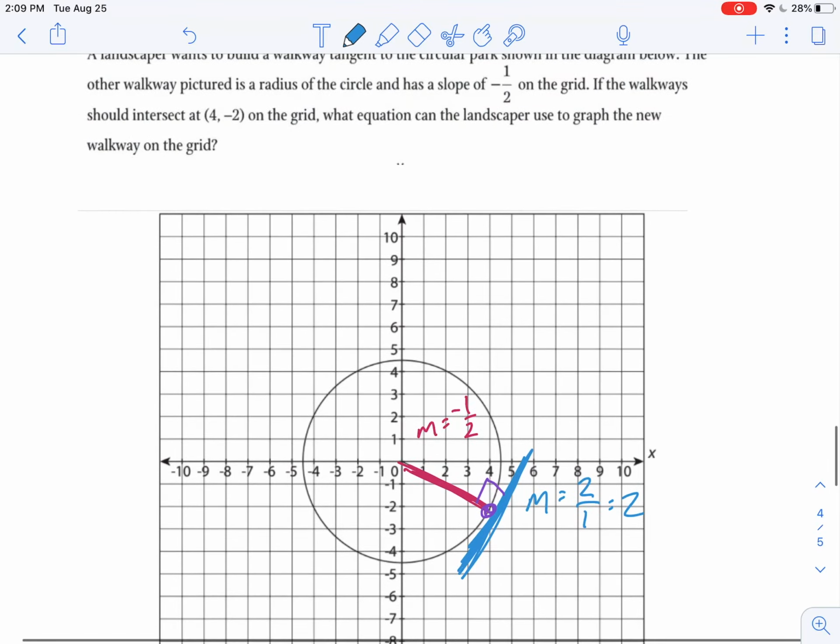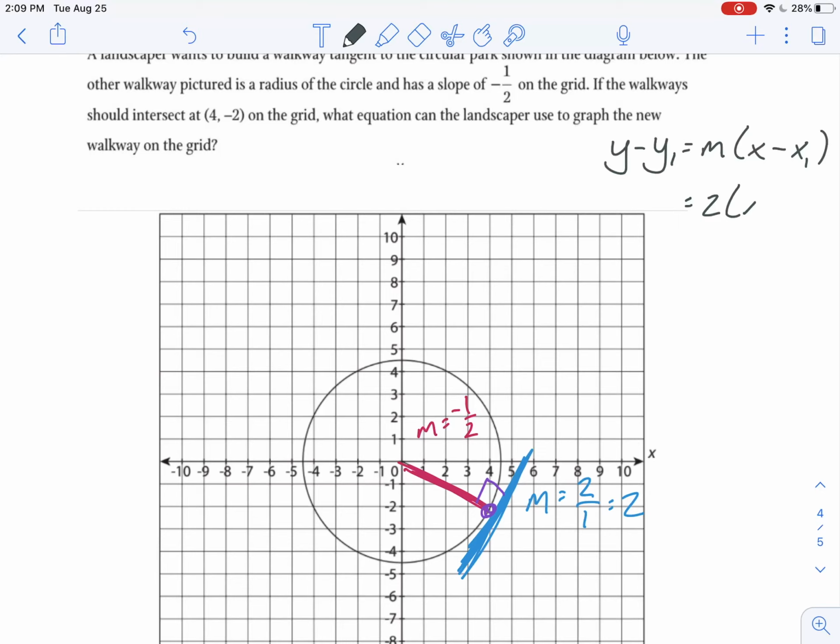Now to write the equation of the line, I can use point-slope form, and as a reminder, point-slope form is y minus y1 equals m times (x minus x1). I know my slope is 2, so I'll put a 2 in for m. My coordinates are 4 for x and -2 for y. So I'm going to clean this up. y minus -2 is y plus 2, and 2 times (x minus 4) is 2x minus 8.